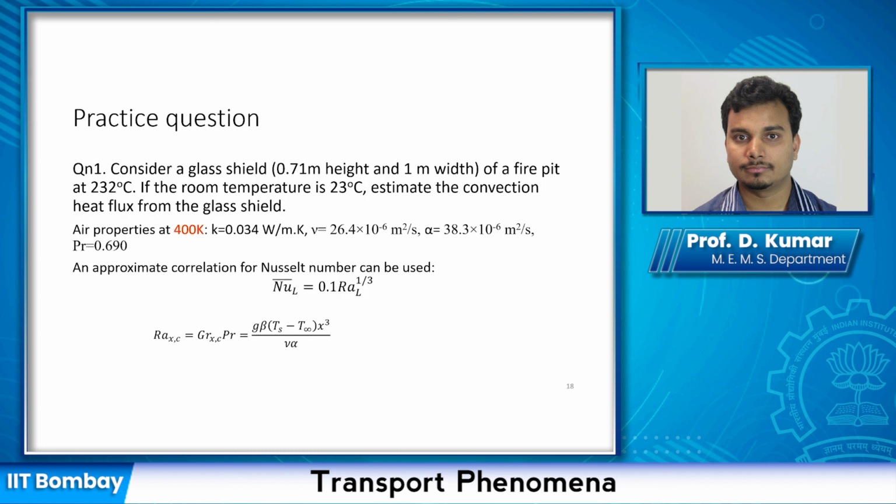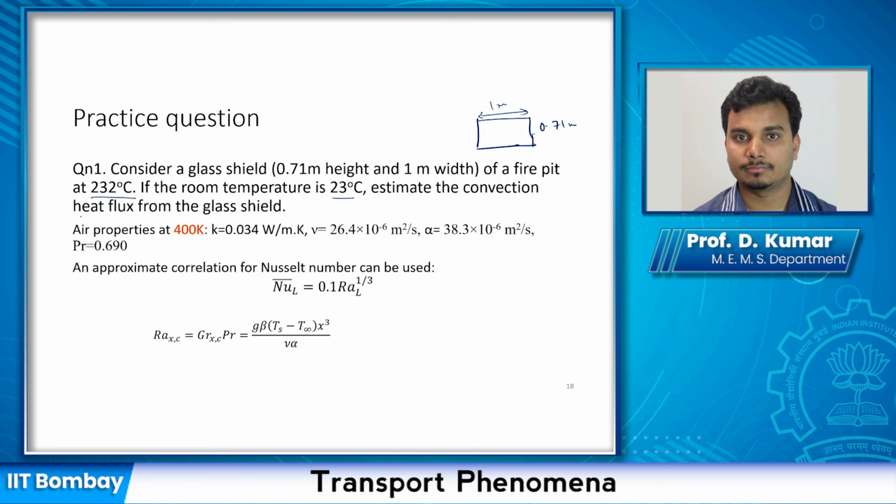Consider a glass shield of a fire pit. In winter time you may have a fire pit at cold places. You have a glass plate of 0.71 meter height and 1 meter width, and you can take the inside temperature as 232 Celsius. If the room temperature is 23 Celsius, estimate the convection heat flux from the glass shield.